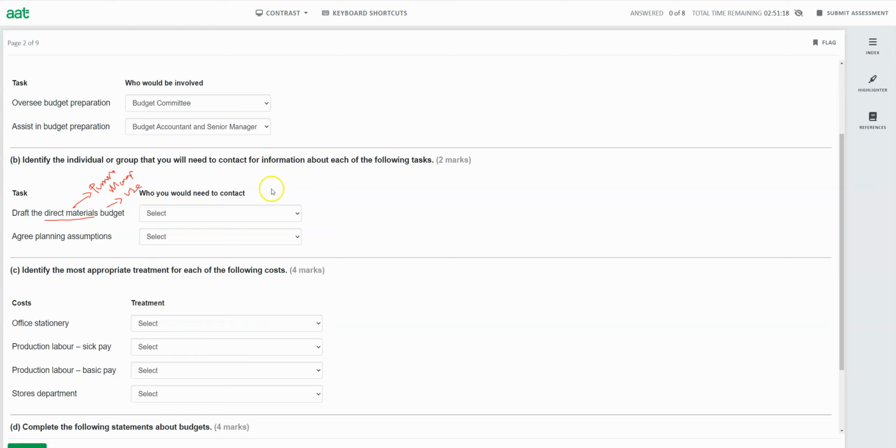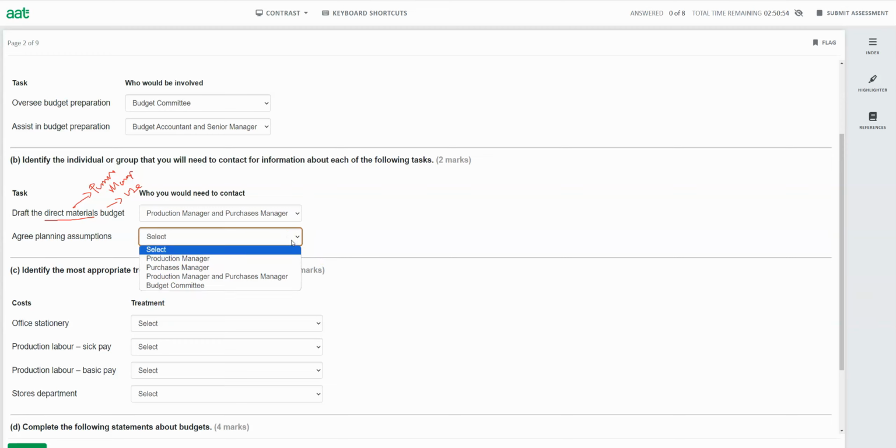All right, so we understand here there are two people involved, the production manager and the purchase manager. Agree, planning, assumption. Remember that if you see this word agree, that means it is the budget committee. The budget committee is the ultimate people, like a board or a group. They are the people who accept and approve the budget, so they have to agree with the planning assumption.